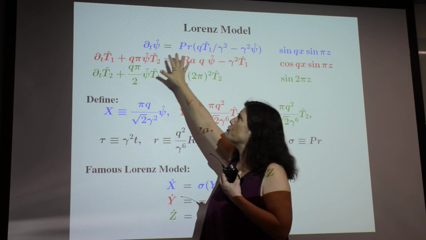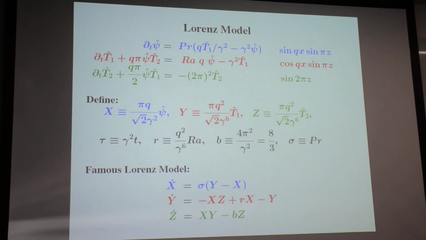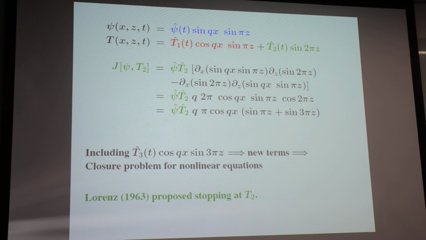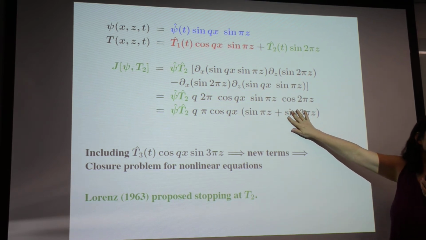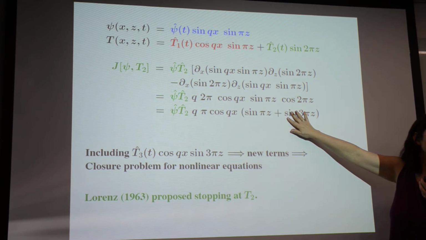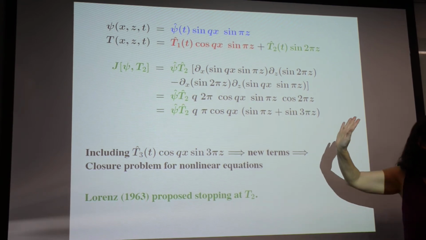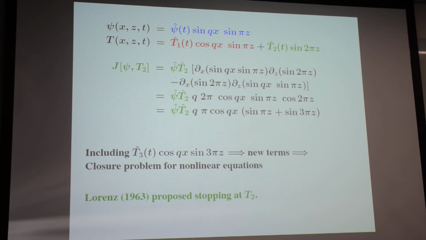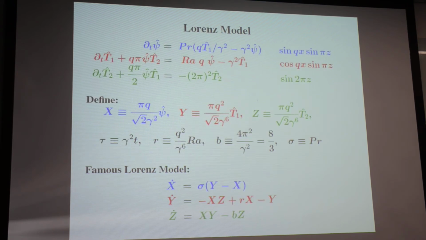So these are the equations that result from the whole two-dimensional free slip Boussinesq equations, with the one further approximation of ignoring the generation of the sine 3 pi z. Okay, any questions? Procedure? And that is the Lorentz model. Not quite, there's a little bit more.